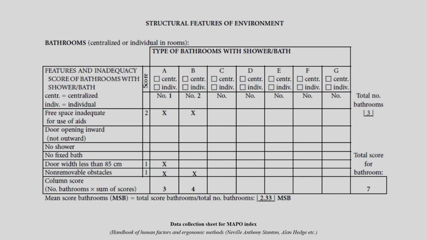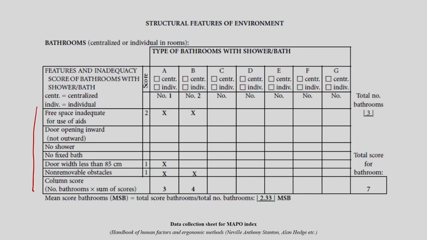Now coming to the next factor, that is the environment. How many factors do we have in environment? We have 3 factors, one for bathroom, one for toilet and one for ward. So first, let us discuss the bathroom factors. Here you have all these features.